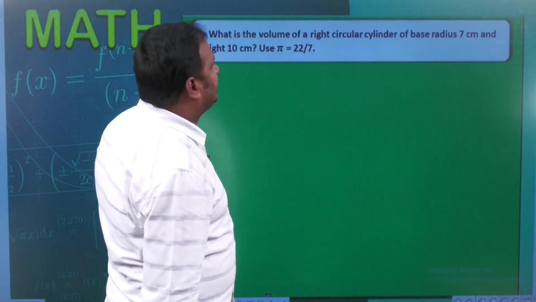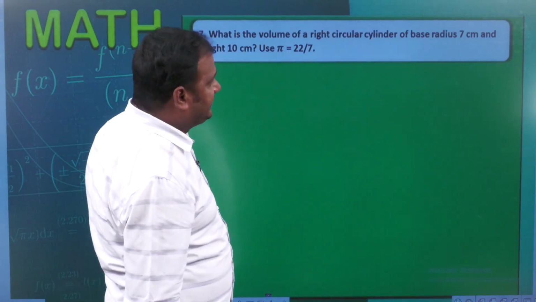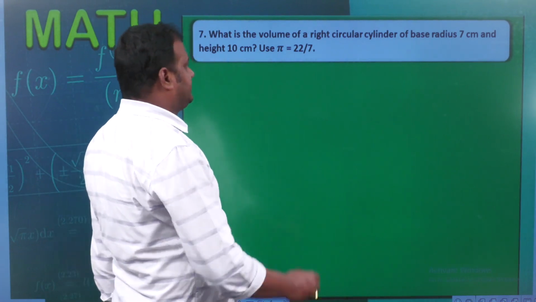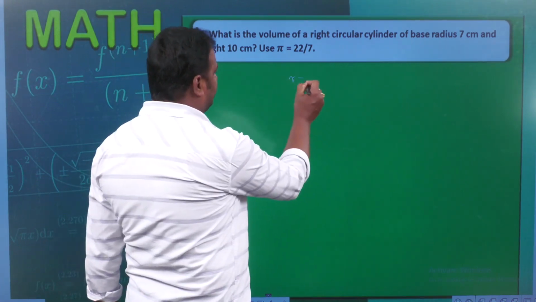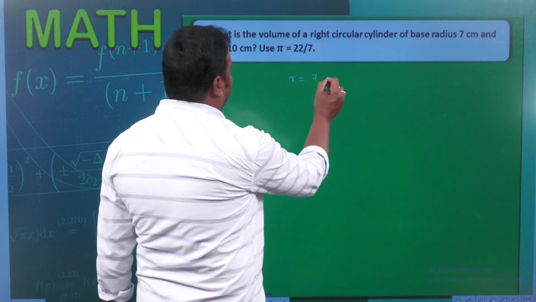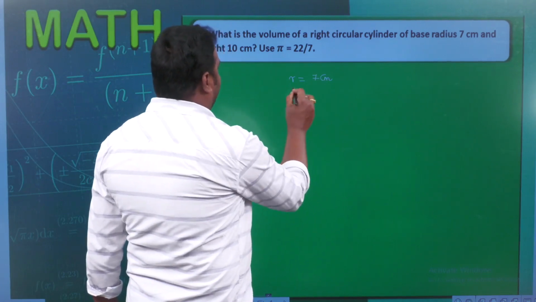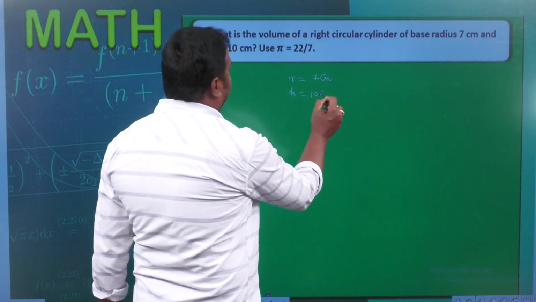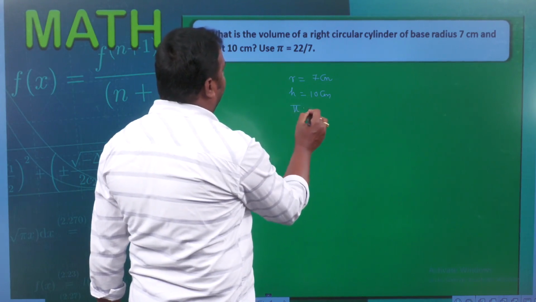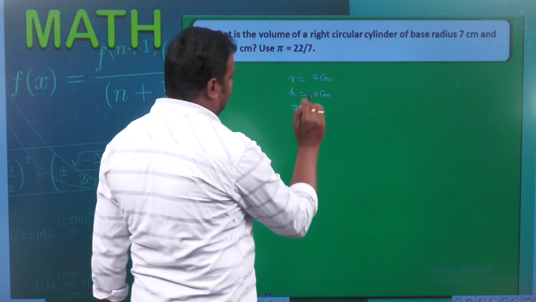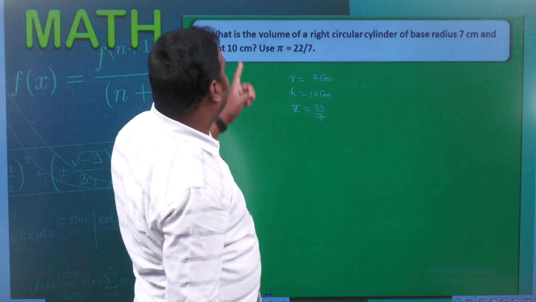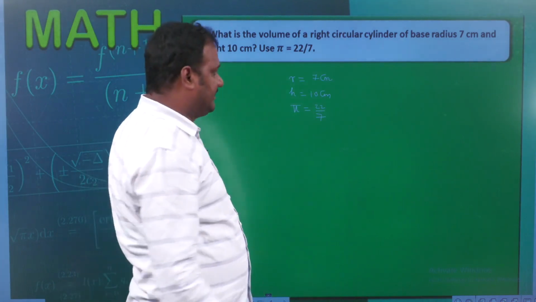What is the volume of a right circular cylinder of base radius 7 centimeters and height equal to 10 centimeters? So what is the information given? Radius of the cylinder is 7 centimeters and height of the cylinder is given as 10 centimeters, and the value of pi can be used as 22 by 7. Now you are going to find the volume of the right circular cylinder.